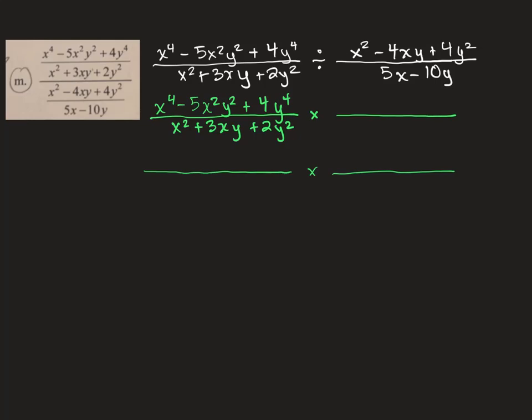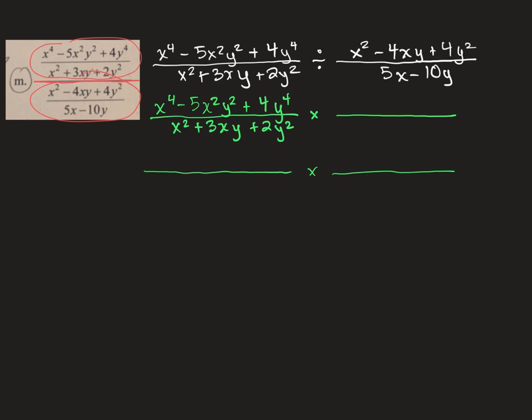Alrighty, let's take a look at this question. So we seem to have a big ugly fraction here. We have a fraction being divided by another fraction. Personally, I like to write that sideways rather than vertically. So I would start by writing the top fraction divided by the bottom fraction.